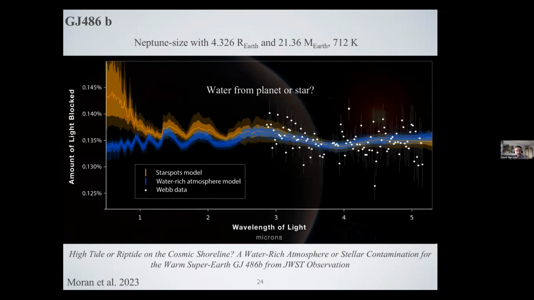Again, going down in mass, we also go down in size. This is a Neptune-size object. And models indicate that there is a significant amount of water, but in this particular case, we cannot be sure whether the water comes from the atmosphere of the planet, or if this is an interaction with the star. And so in this particular case, additional observations at shorter wavelengths are needed to really nail down the results and to say whether the water is present in the atmosphere of the planet.